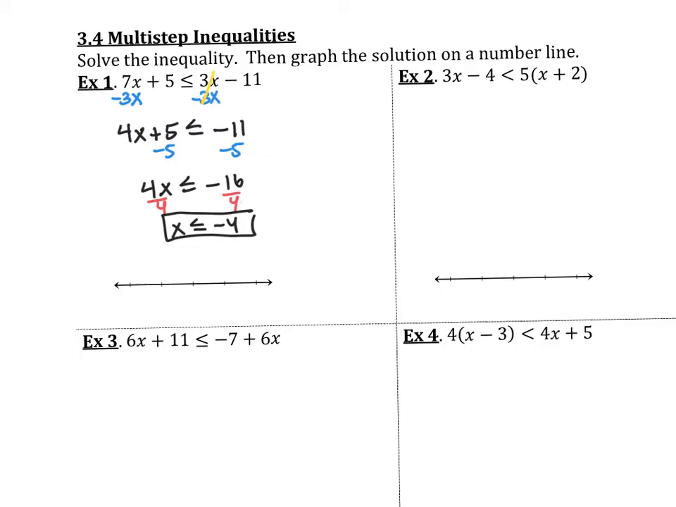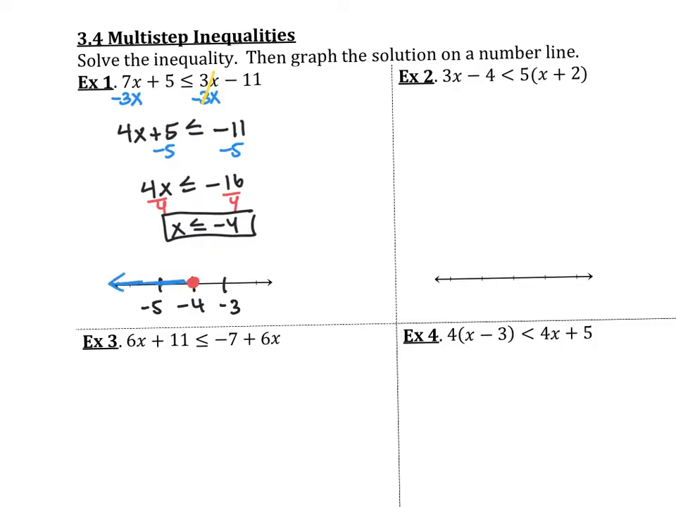Okay, I'm going to go ahead and sketch my number line. So if this is negative 4, this must be negative 3, and this must be negative 5. It's a closed circle because it can equal negative 4, and then the numbers that are less than negative 4 are to the left.